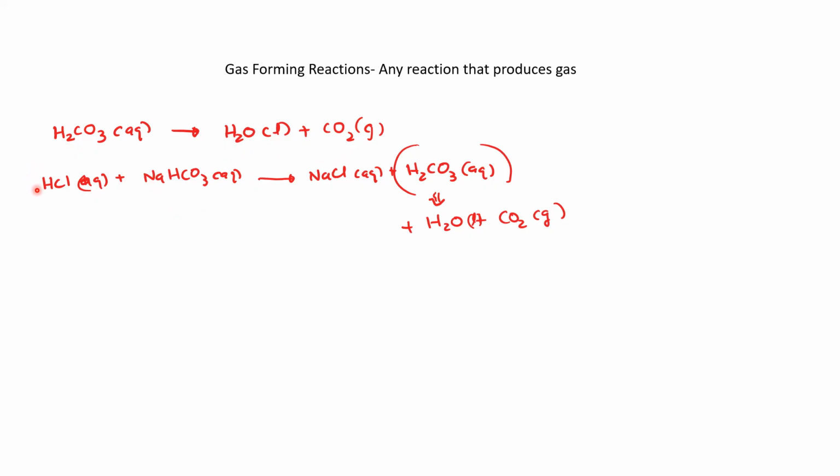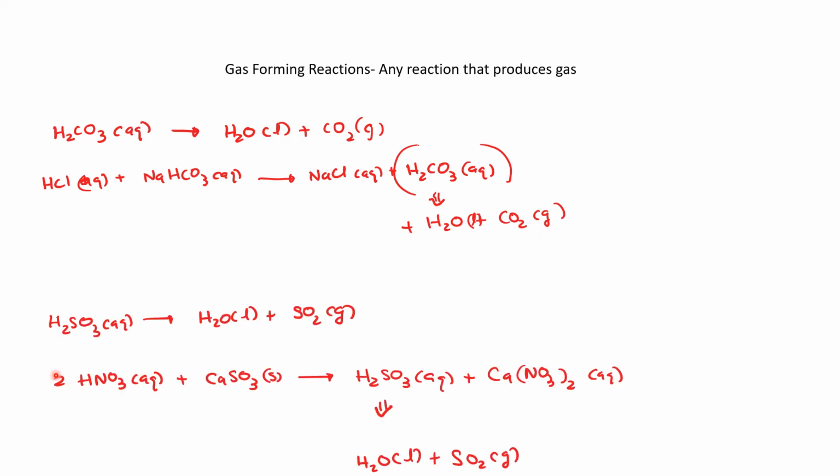As an example, when you react hydrochloric acid with sodium bicarbonate, it produces its salt, which is sodium chloride, and carbonic acid. However, carbonic acid is unstable. It breaks down to water and carbon dioxide. The same goes with sulfurous acid. When you have sulfurous acid, it breaks down, or decomposes, to water and sulfur dioxide.